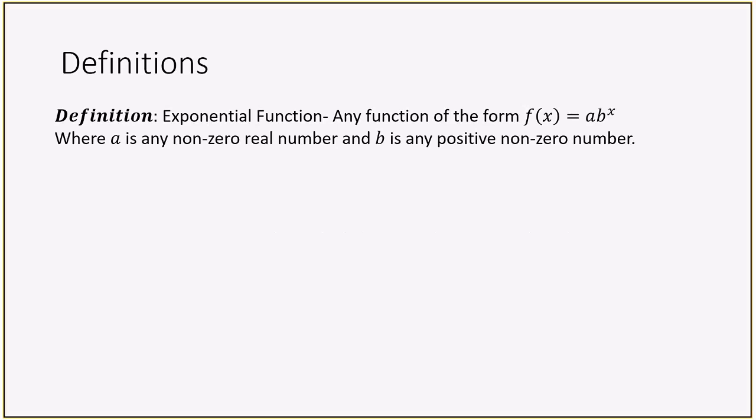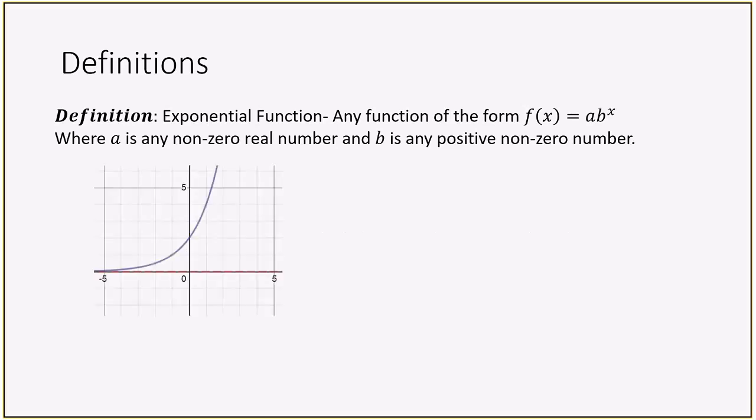And the reason b can't be negative is that then we might run into issues of what happens if we're doing a square root or a fourth root. So to avoid that whole headache, we say b is going to be positive. And this is what the standard exponential graph looks like.